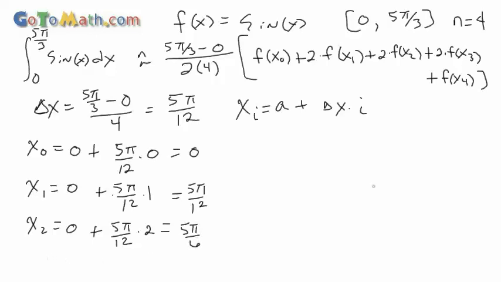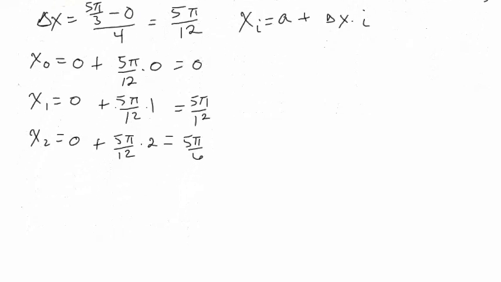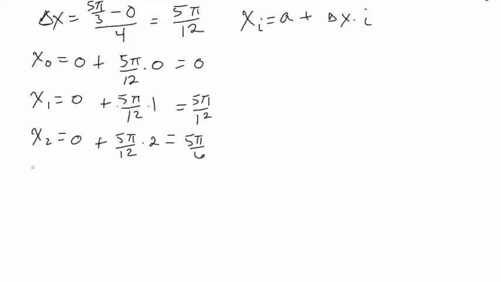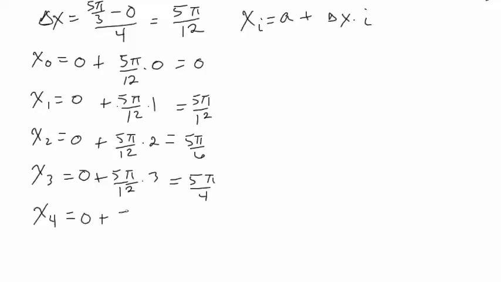I guess what we're going to need to do is scroll up the screen here. So now we have x of 3, that's equal to 0 plus 5 pi twelfths times 3, and that'll reduce down to 5 pi fourths. And then of course this last one here better be equal to our endpoint: 0 plus 5 pi twelfths times 4, which is 5 pi thirds, and that's what we started with.